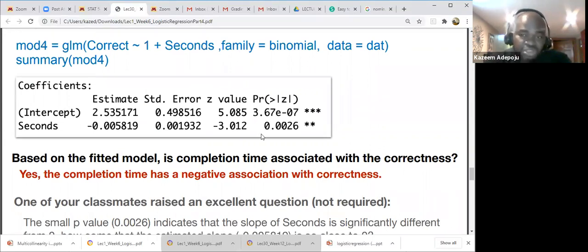They are related because you look at that, this is highly significant. Can you see that now? It's significant, so I'm going to say yes. Then I'm going to say the completion time has a negative association with correctness. That's a negative one. Now, if something has a negative relationship with something, what do we mean by that? In the actual sense, for every unit increase, when the time goes down, that will lead to higher correctness.